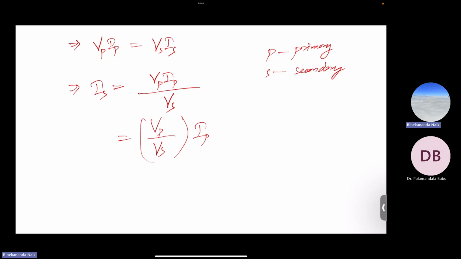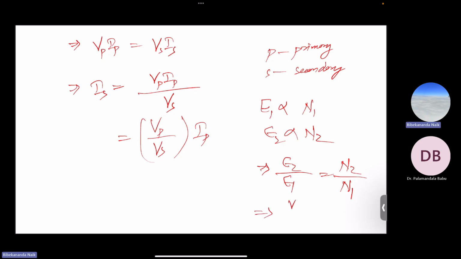So in case of a transformer, this E1 is directly proportional to N1, E2 is directly proportional to N2. That implies E2 by E1 is equal to N2 by N1. So this E2 by E1 again is equal to V2 by V1. So V2 by V1 is equal to N2 by N1.